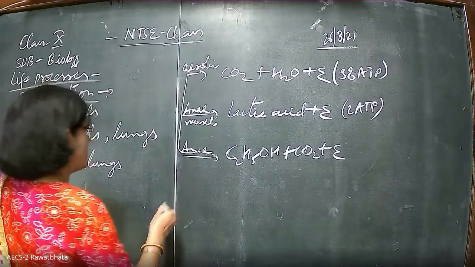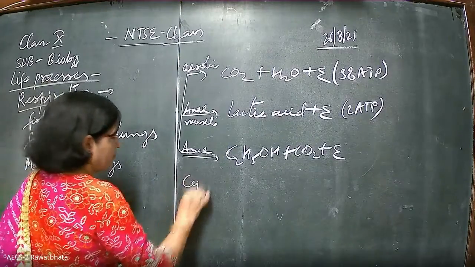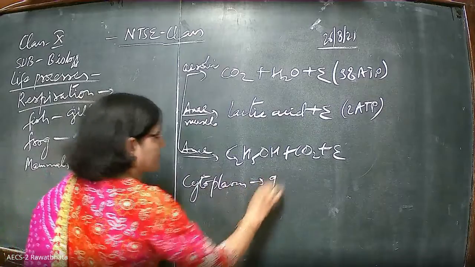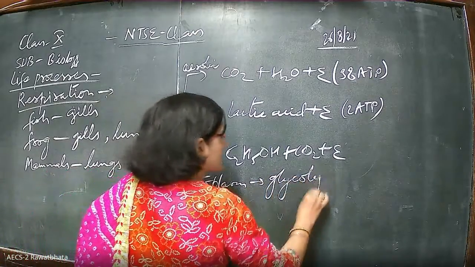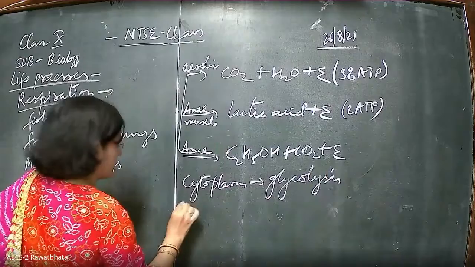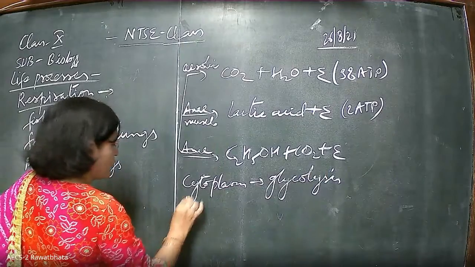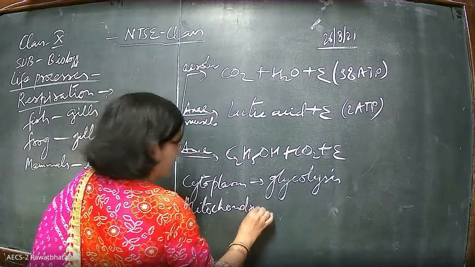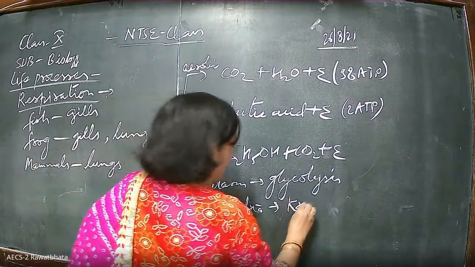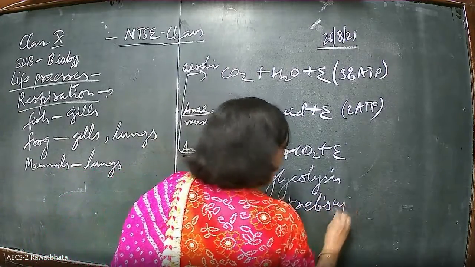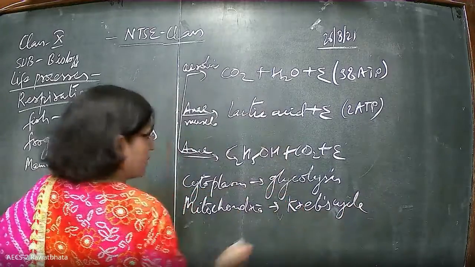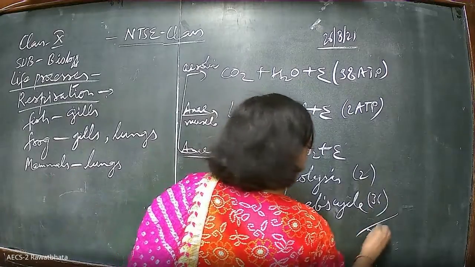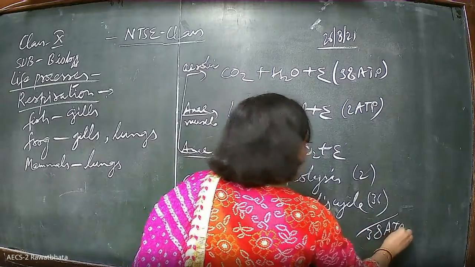Now in this case, please remember that there are two steps: in the cytoplasm, glycolysis, and in the mitochondria, the Krebs cycle. This releases 2 and this releases the remaining 36. That makes a total of 38 ATPs.